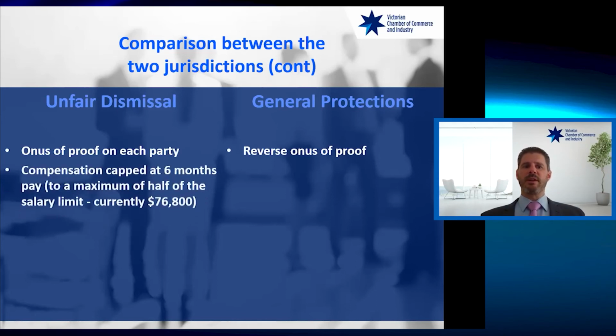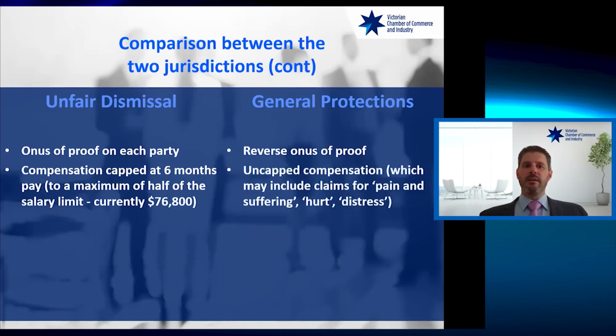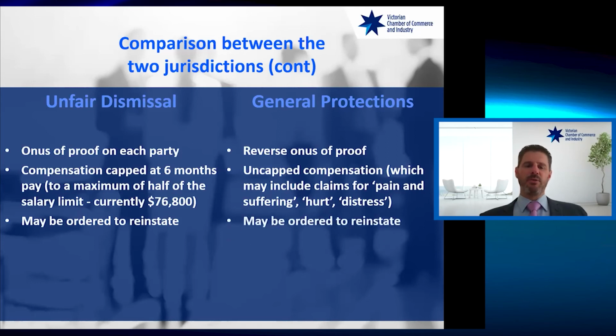Unfair dismissal, the compensation is capped at 6 months' pay, and it's up to that limit that we talked about before of 153 per annum. So half of that is around 76K. General protections, it's an uncapped compensation environment. And it can include compensation for pain and suffering, hurt or distress, whereas unfair dismissal is more about the lost wages. Unfair dismissal, there may be an order to reinstate. Similarly, general protections, there may be an order to reinstate the person to their job.